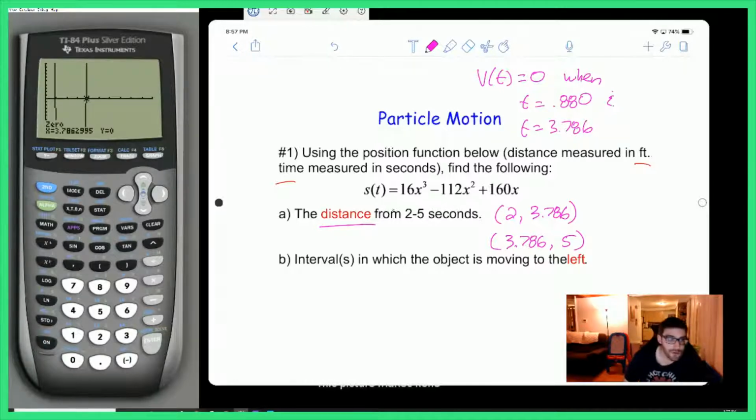Okay? And in order to do that, I'm going to use the position function, which is y1. So I'm going to turn y1 back on, and I'm going to turn the derivative off this time. And we're going to go back to my table.